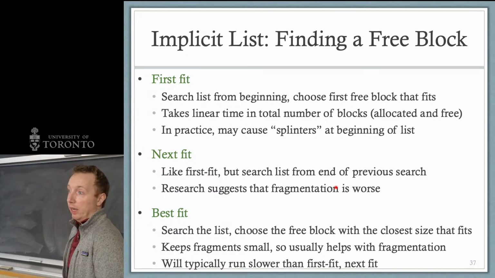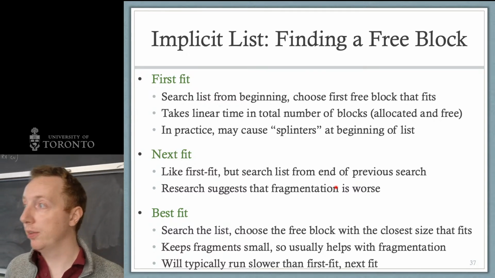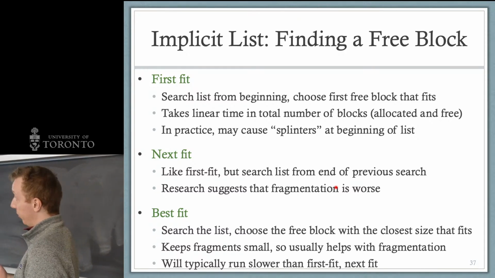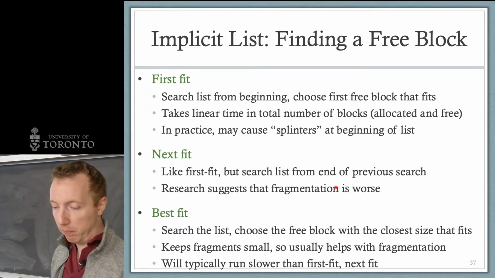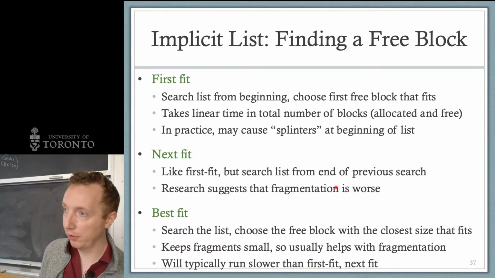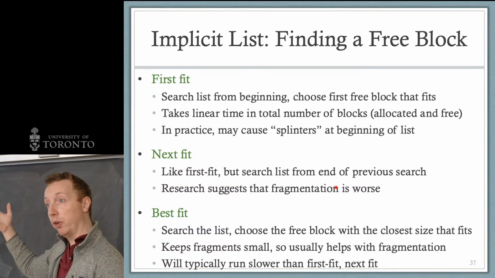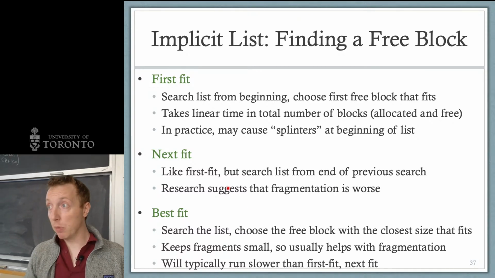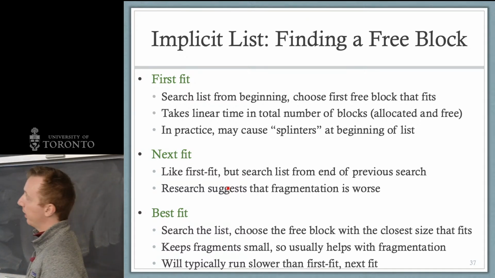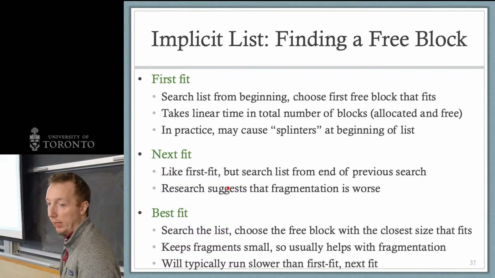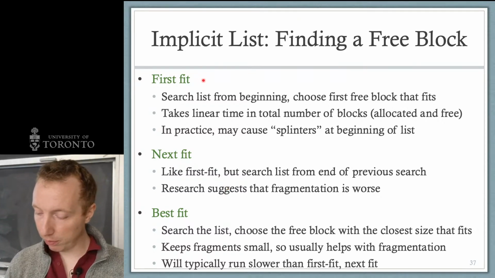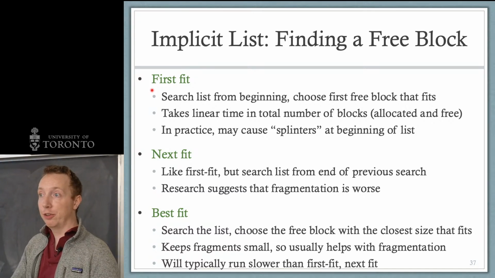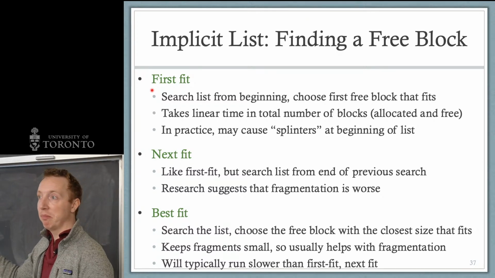So if we have this implicit list and an allocation comes in where we have to find a free block, well, we have to figure out which one to actually use for the allocation. Part of your malloc implementation, since you have an implicit list, you know where your heap starts, so you know where to start looking for free blocks. There might be multiple blocks that can fulfill an allocation, so we have to have a way to pick from them. So the first thing to do is first fit. Search from the beginning, choose the first free block that fits the allocation.